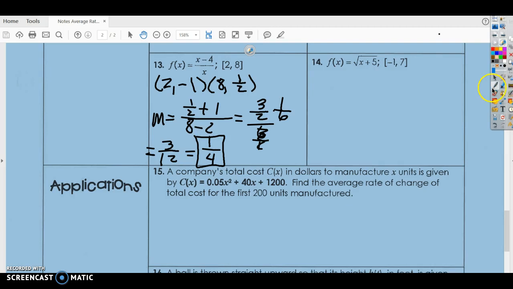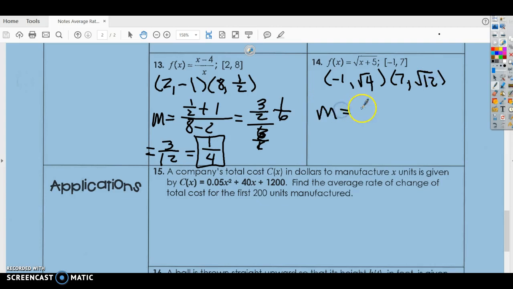Alright, I want to move on to the word problems, but I'm going to go to number 14 very quickly and show you that if you have -1 and 7, and I plug these in, -1 plus 5 is 4, the square root of 4, just leave it as the square root of 4, it's fine. Square root of 4 is 2. If you want to reduce it to 2, go ahead and reduce it, but I'm going to show you that it doesn't matter in this case. And then 7 plus 5 is 12, square root of 12.